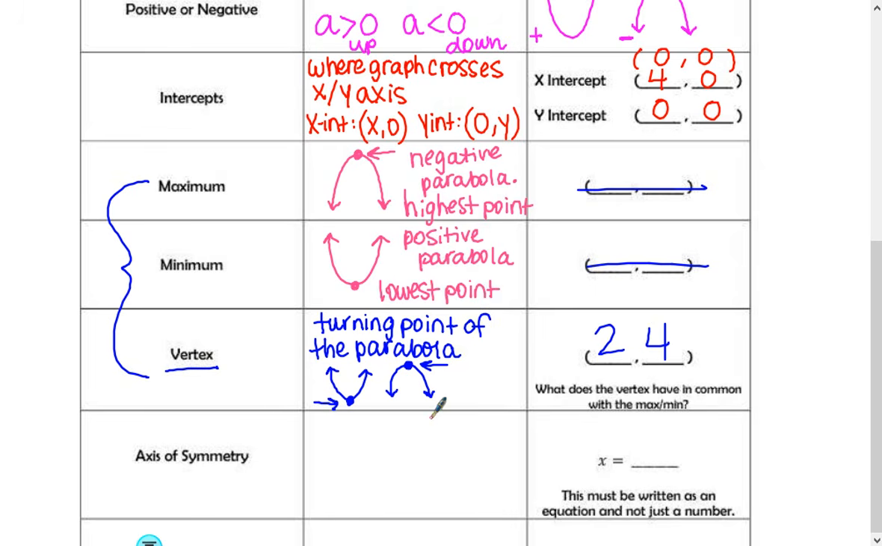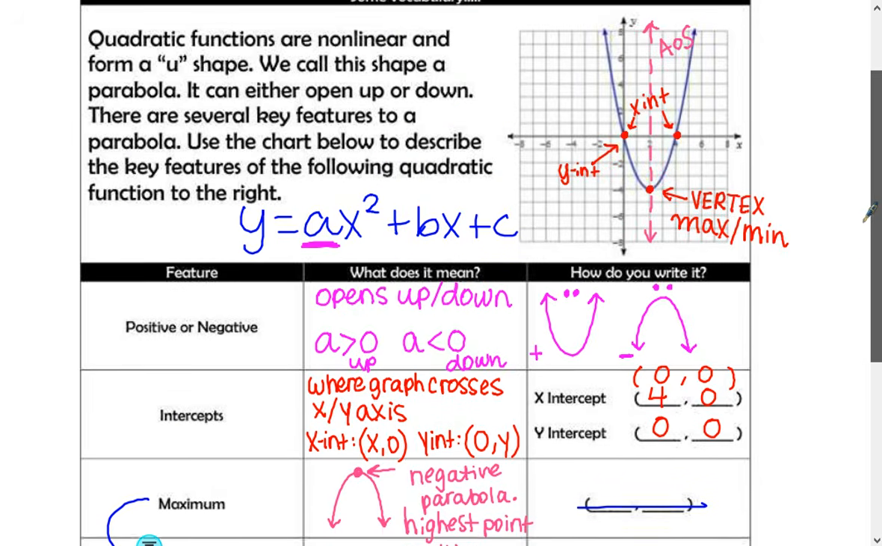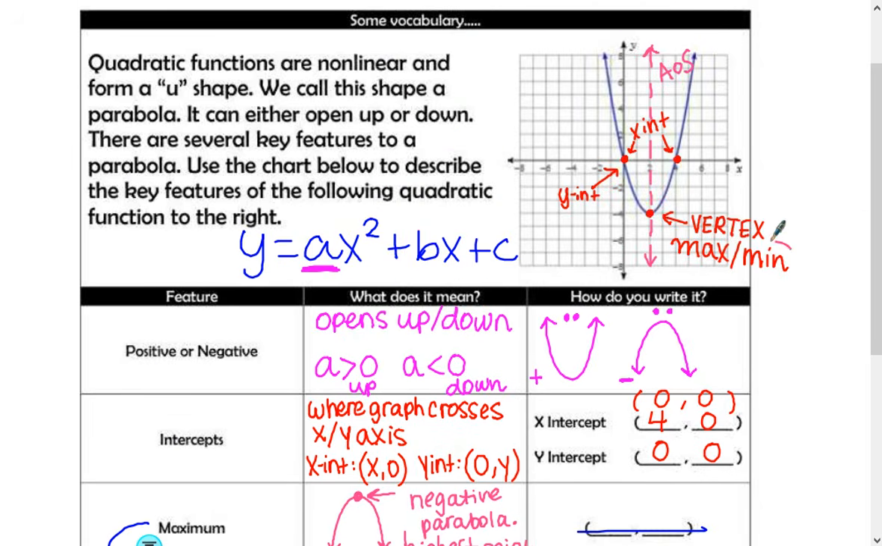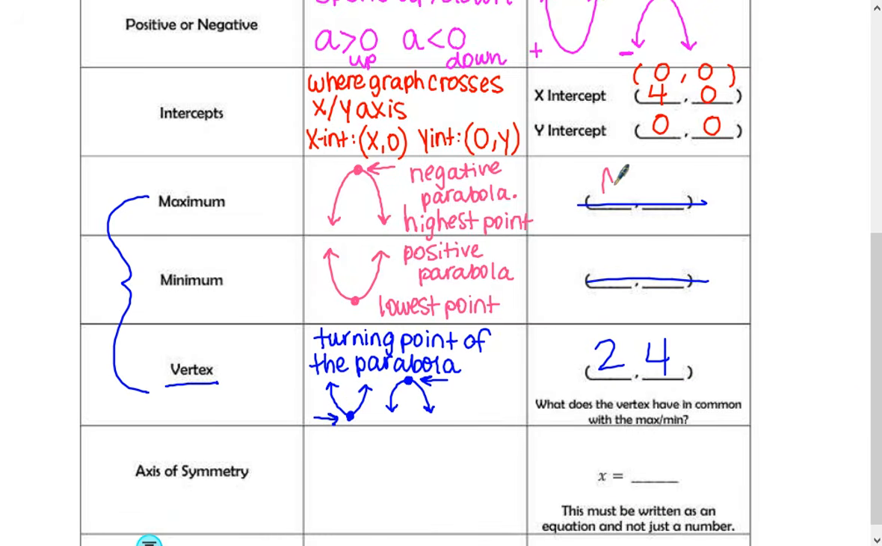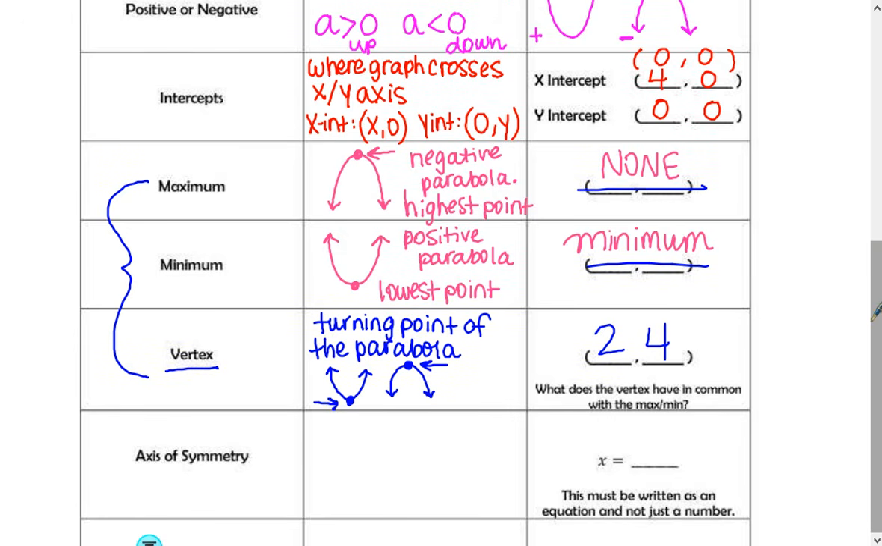All right, so in this case, do we have a maximum or a minimum? Well, we have a minimum. So we don't have a maximum, I'm going to say none. And our minimum, we would just say minimum. Again, it asks, what is your vertex? And it says, is that a maximum or a minimum? And we say minimum. Okay, then we talked about that axis of symmetry.